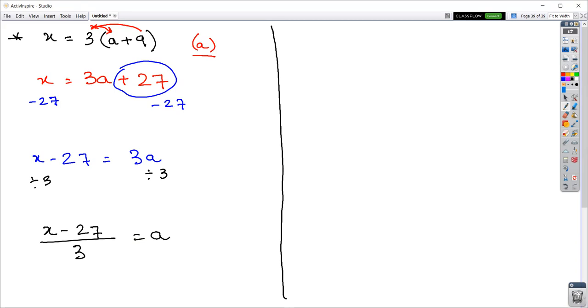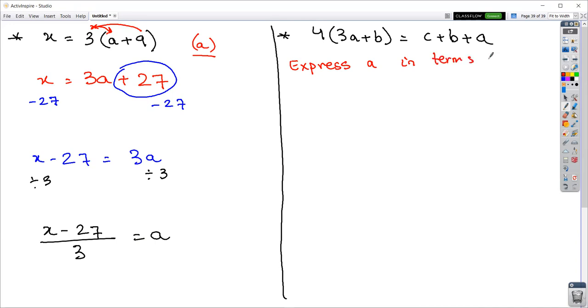Now I'm showing you one more example of the medium type of question, and then we go on to the harder ones. So the next example is 4(3a + b) = c + b + a. Here, it says express. We are trying to express a in terms of b and c. So we are trying to make a the subject, and when I make a the subject, it would be in terms of b and c.